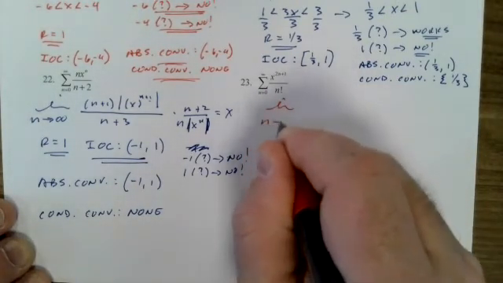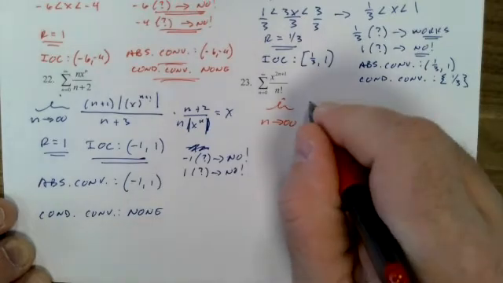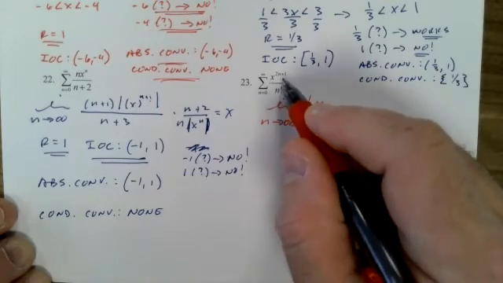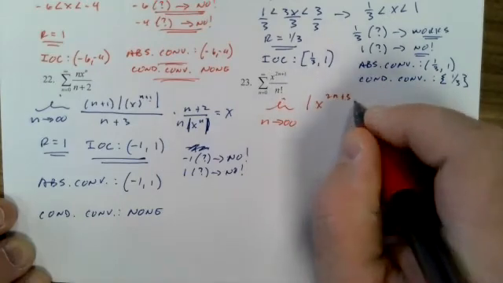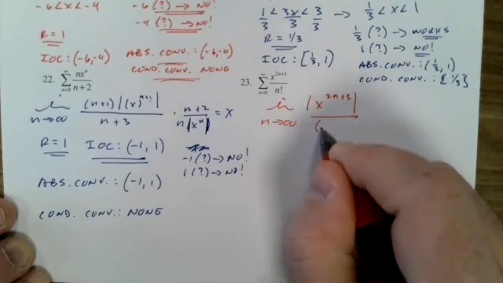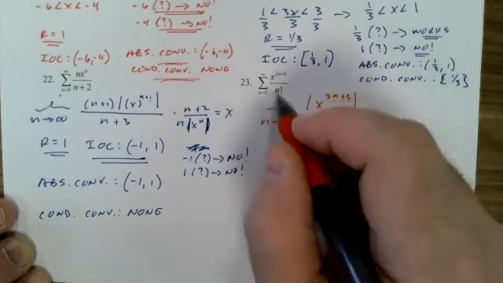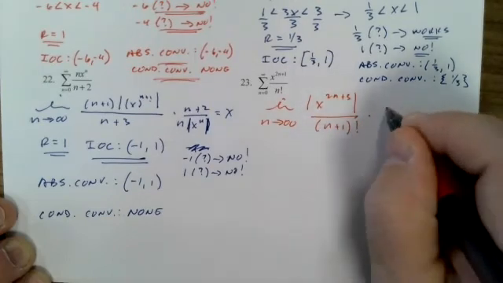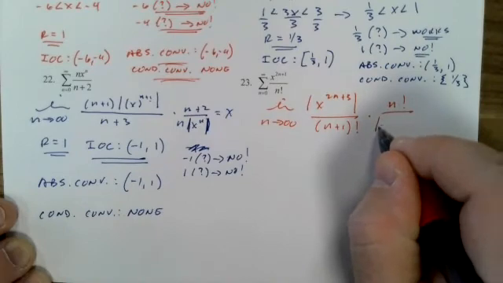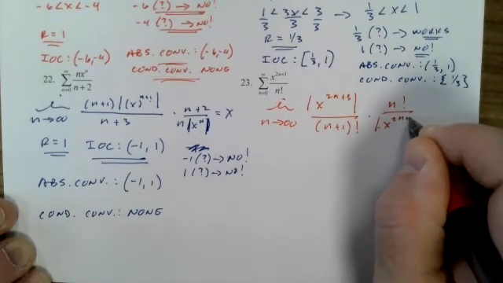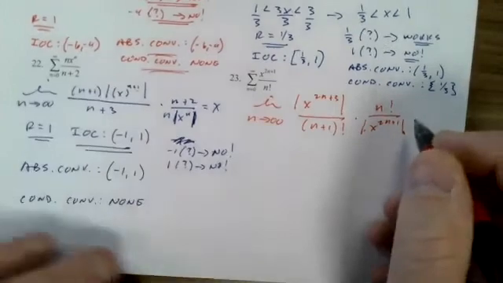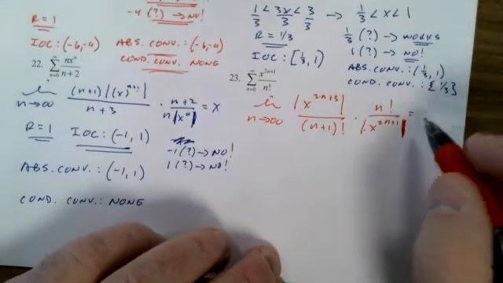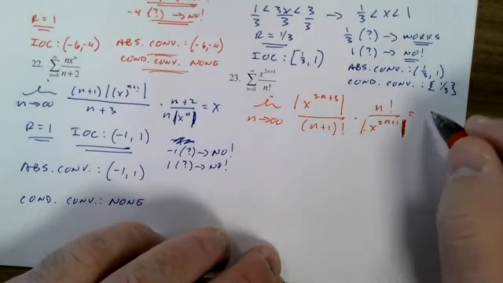Limit n goes to infinity, x to the 2n plus 2. I'm going to go with 2n plus 3 over, this one's going to be conditional. This is going to be absolutely everywhere because we got a factorial on the bottom. n plus 1 factorial times n factorial over x to the 2n plus 1. Equals, we got an n plus 1 on the bottom, x squared on top.